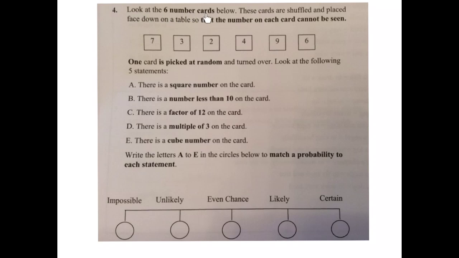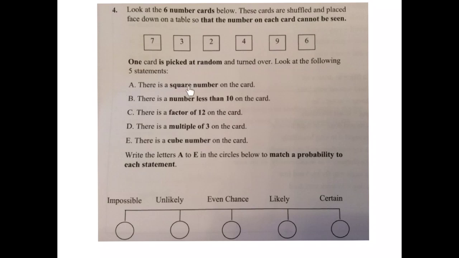Look at the 6 number cards below. These cards are shuffled and placed face down onto a table so that the numbers in each card cannot be seen. So we've got 7, 3, 2, 4, 9 and 6. One card is picked at random and turned over. Look at the following 5 statements.